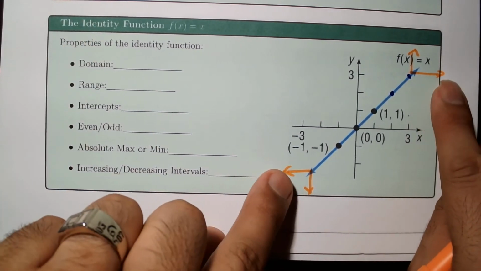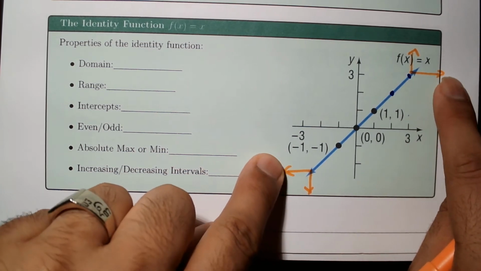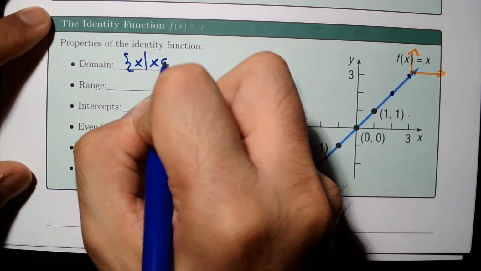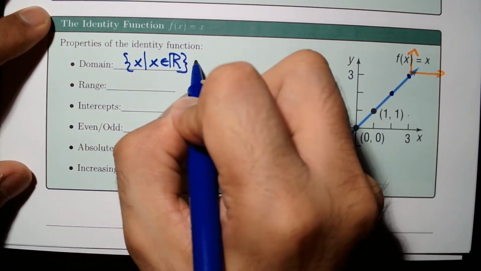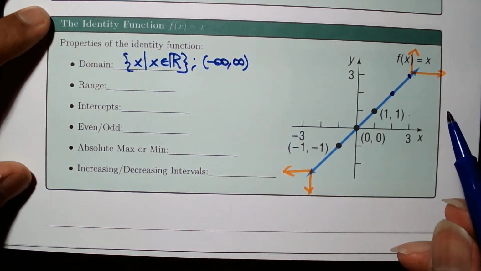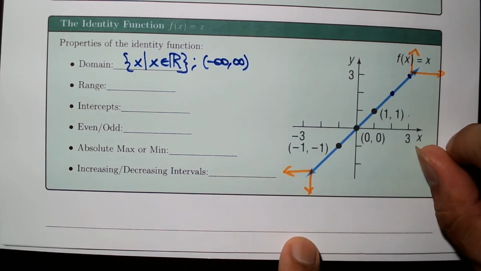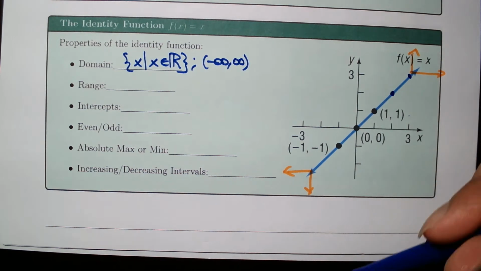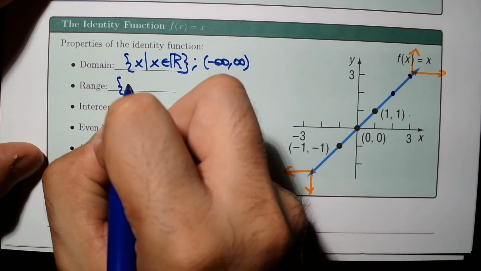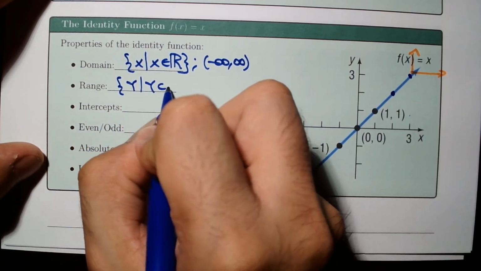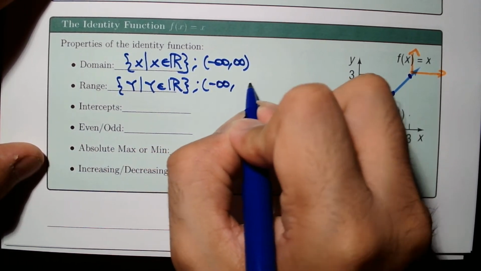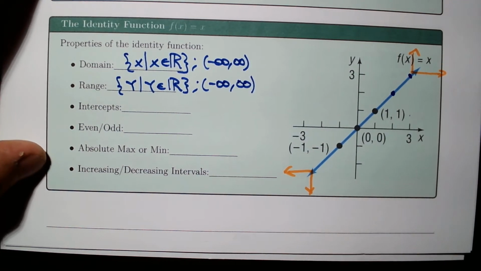So these arrows, these horizontal arrows, will help us determine that the domain is again all real numbers, also known as negative infinity, positive infinity. For the range, the arrow pointing down implies that the graph goes down forever to negative infinity and goes up forever to the positive infinity. So y such that y belongs again to the set of real numbers, and in interval notation, negative infinity to positive infinity.